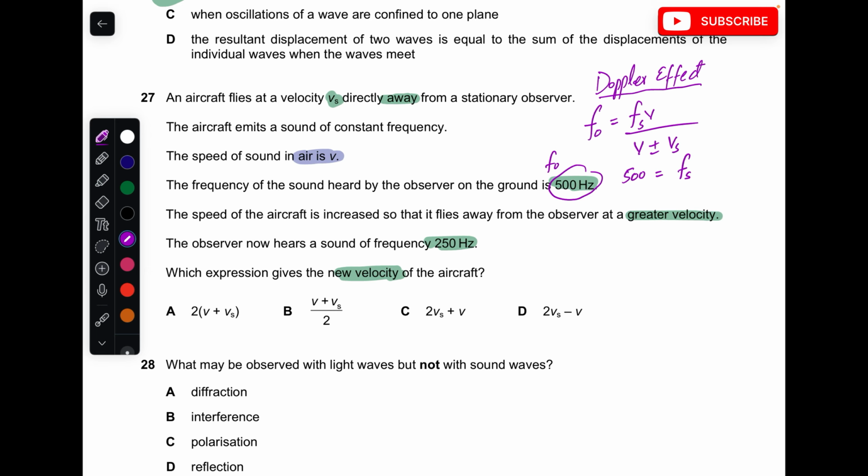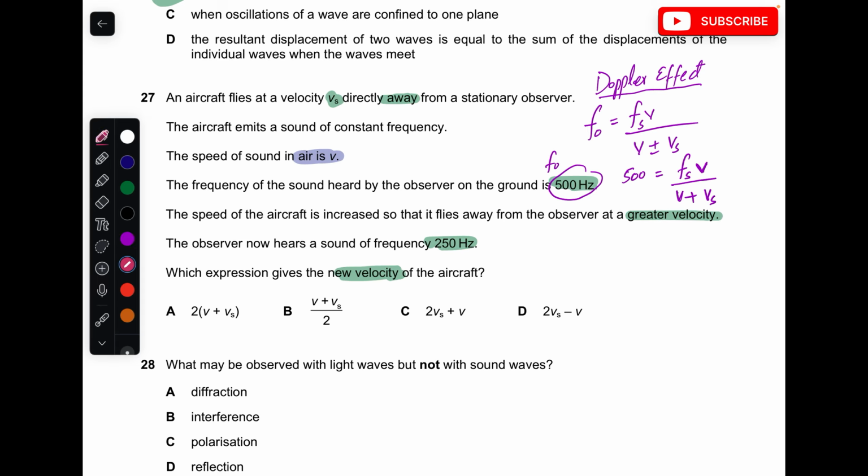The velocity was V of the sound. It will remain the same. V plus the source speed, which was also not given, is Vs. So this is the expression initially.